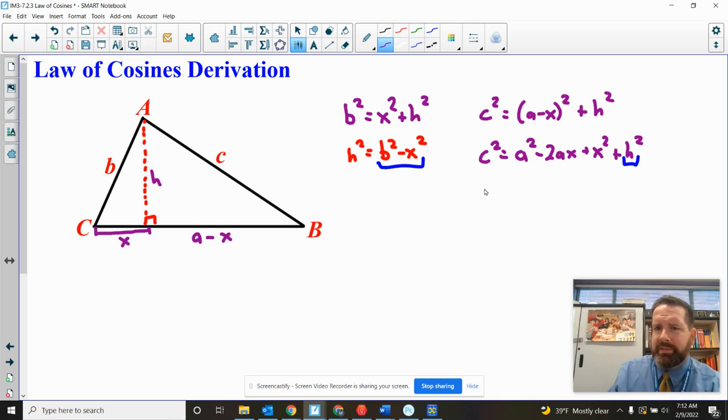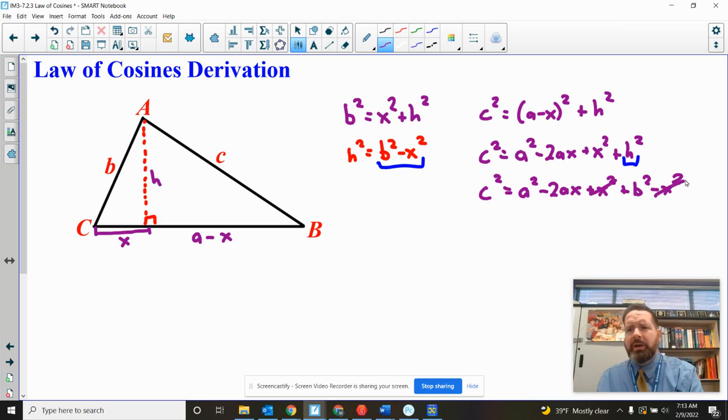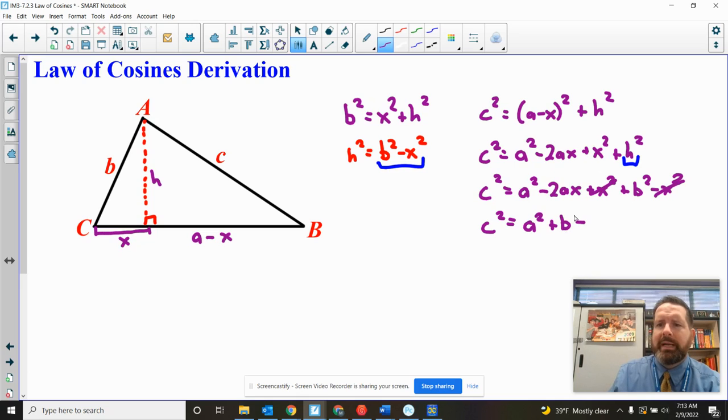where h squared was. Okay, so c squared equals a squared minus 2ax plus x squared plus b squared minus x squared. And just like that, our x squareds reduce away. I'm going to do a little bit of rearranging and call this c squared equals a squared plus b squared minus 2ax.